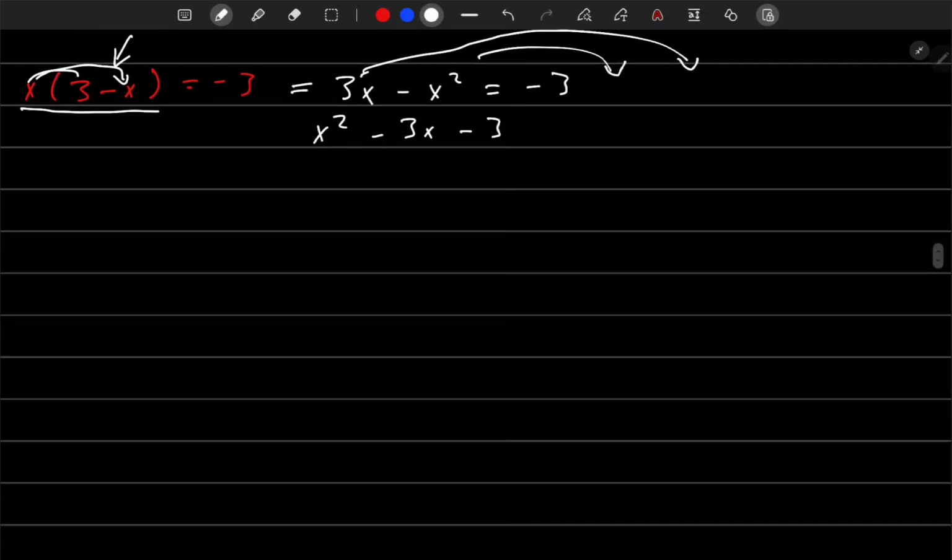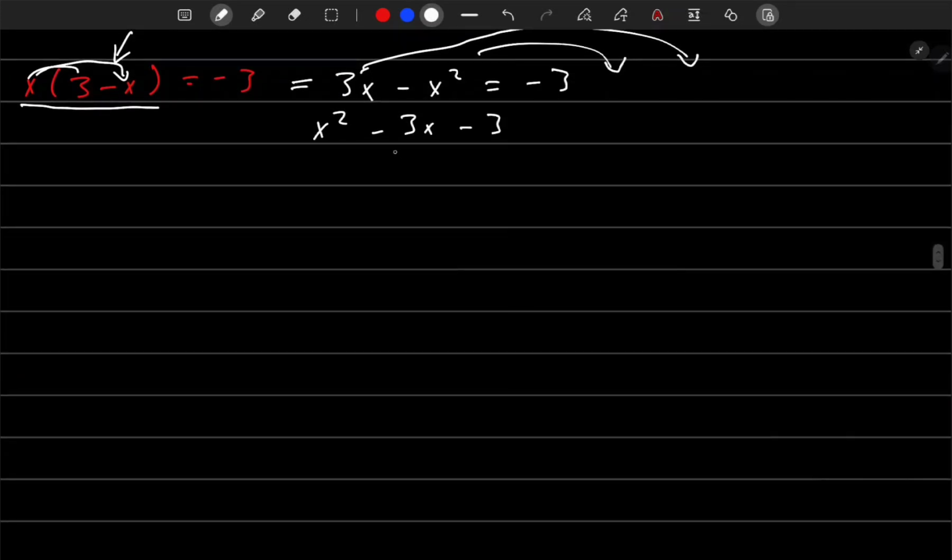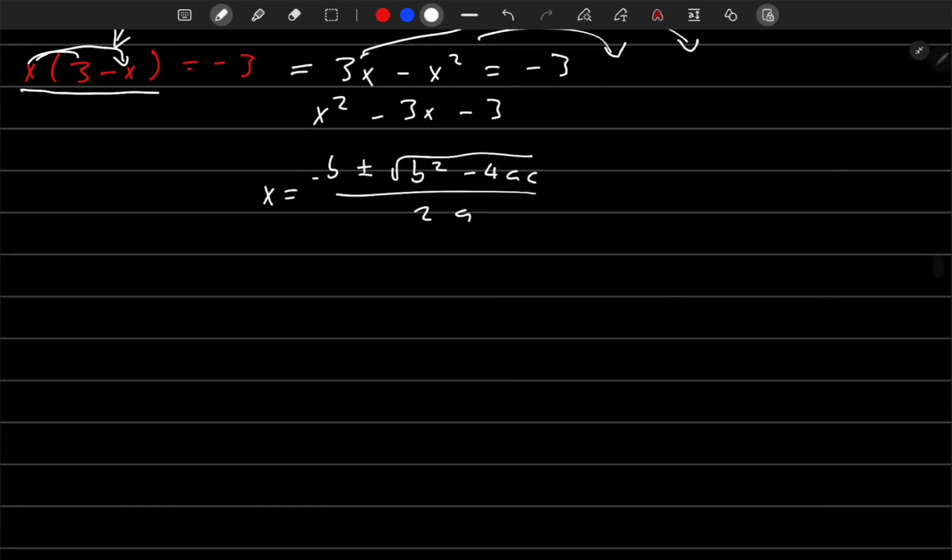So now it's time for us to factorize. Again, we won't be able to, because 3 is a prime number, we won't be able to find two numbers that will multiply to 3 and give us 3. So this is when we need to use our quadratic formula, that is negative b plus or minus the square root of b squared minus 4ac. We divide this by 2a.